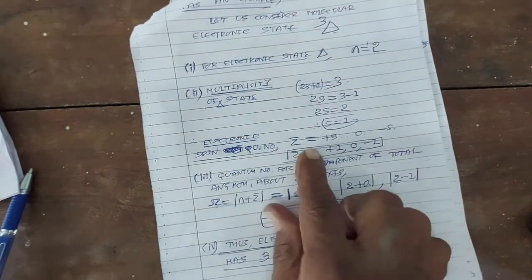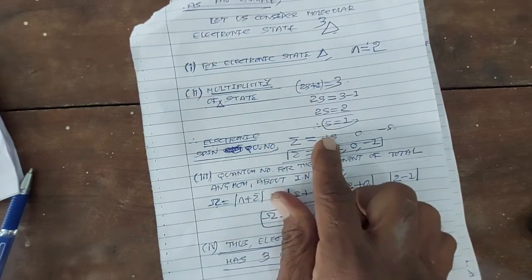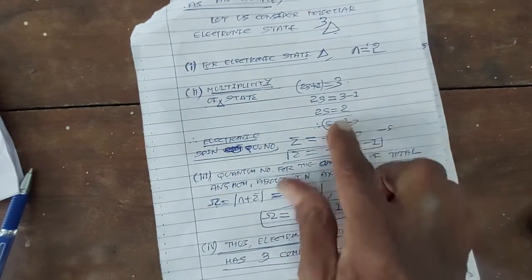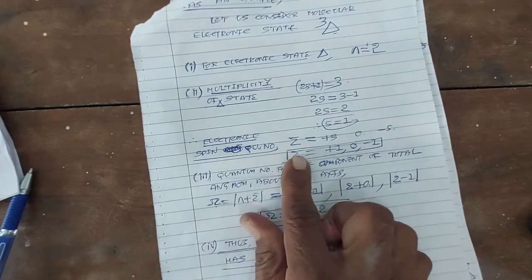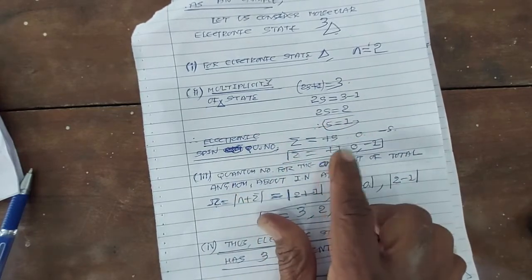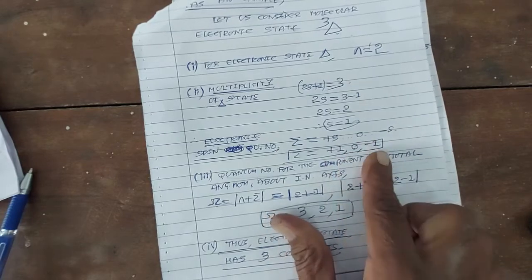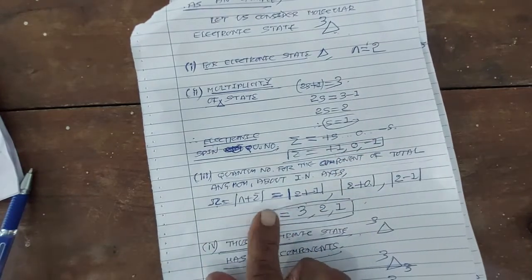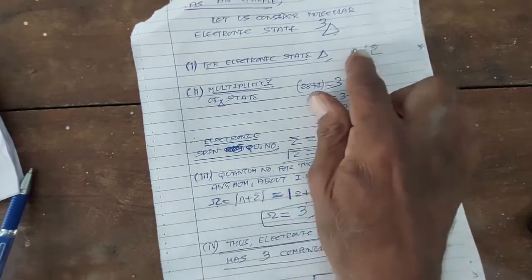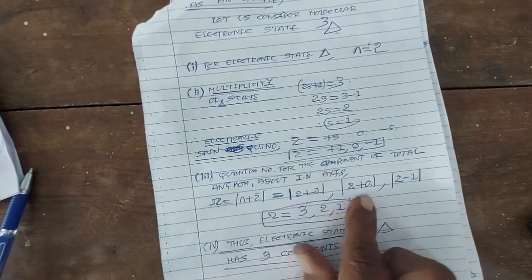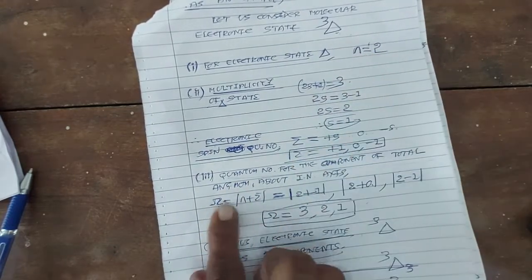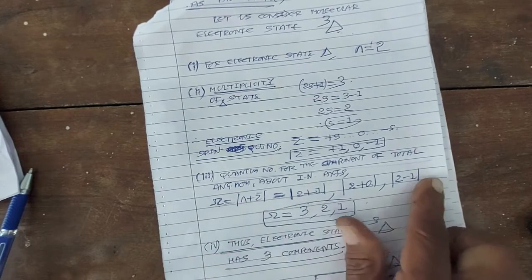So electronic spin quantum number sigma has values from plus S to minus S. Now S is 1. So electronic spin quantum number sigma has 3 values. Plus S means plus 1. 1 minus 1 will be 0, 0 minus 1 will be minus 1. And total quantum number omega, which is the sum of lambda plus sigma, has 3 values.